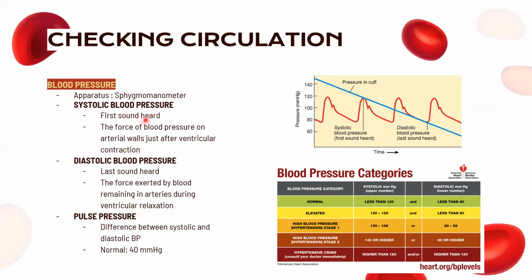Systolic would be the first sound heard in checking the BP through the sphygmomanometer. Diastolic would be the last sound heard, the pressure during the relaxation phase. Pulse pressure is the difference between the systolic and diastolic values. Here is a table that corresponds to the systolic and diastolic measurements for normal, elevated, high blood pressure stage 1 and stage 2. It's considered a hypertensive crisis when the systolic pressure, the contraction, is higher than 180.